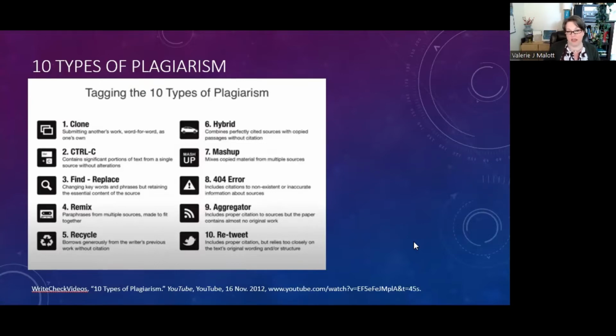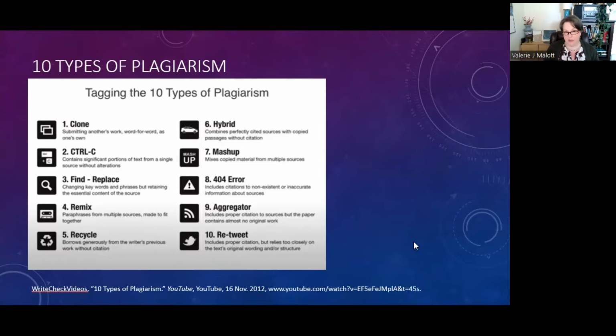The recycle is borrowing generously from the writer's previous work without citation. The hybrid combines perfectly cited sources with copied passages without citation. So you're citing from some people, and yet you're copying passages and not giving citation for other sources.